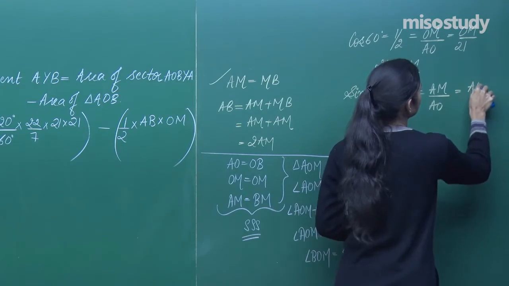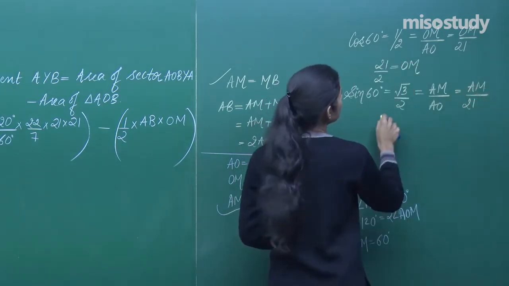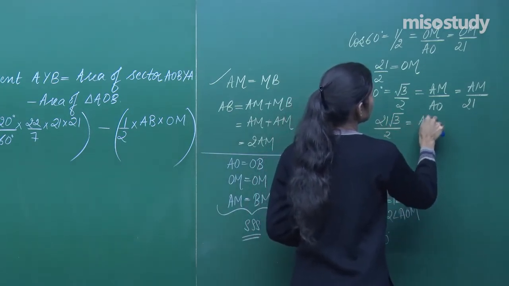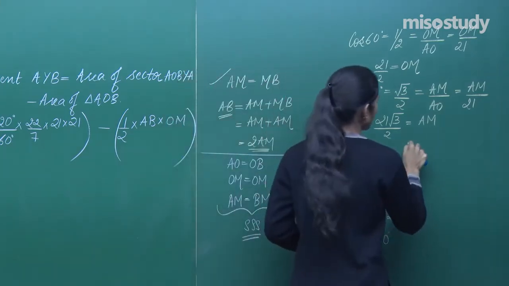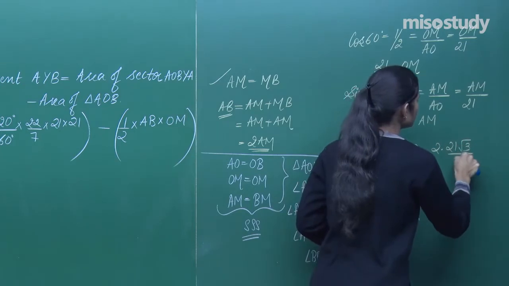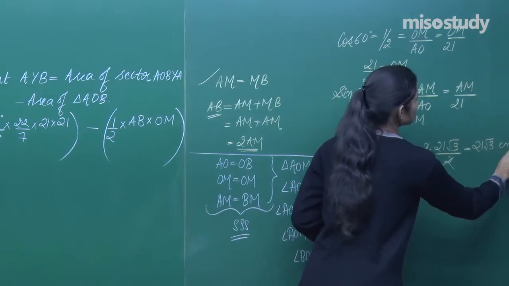Again, AO is 21 centimeters. So AM is 21 root 3 by 2. Twice of AM is AB. So AB is twice of 21 root 3 by 2, which is 21 root 3 centimeters.